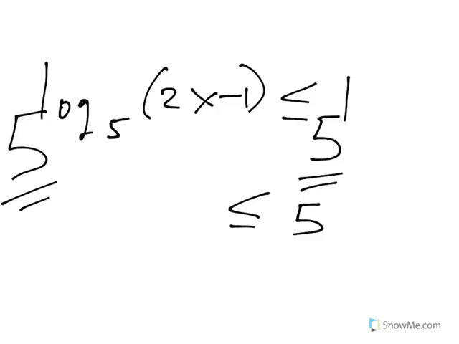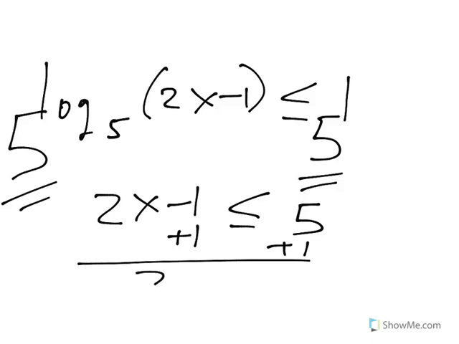And 5 to the log base 5 of 2x minus 1 is 2x minus 1. And I add 1 to both sides. 2x is less than or equal to 6, and x is less than or equal to 3. And it seems like we're done. But remember when we checked before when there were two potential answers and one of them got rejected? Well, this x is less than or equal to 3 is an infinite number of potential answers, everything less than or equal to 3. But there are some values that will make the thing in the parentheses negative.